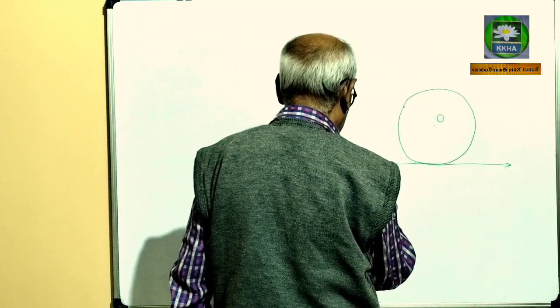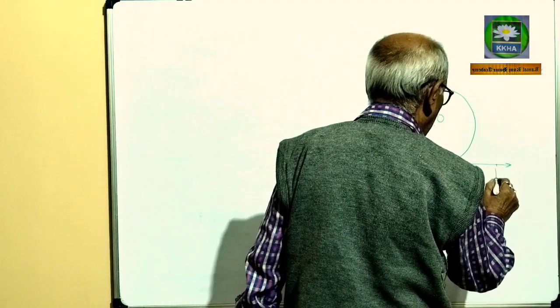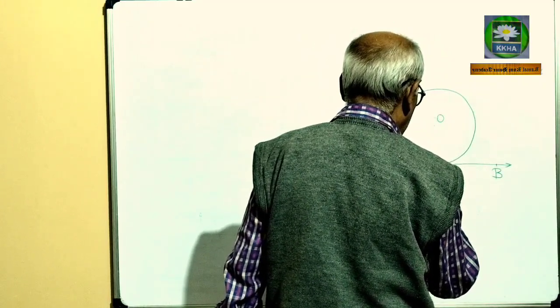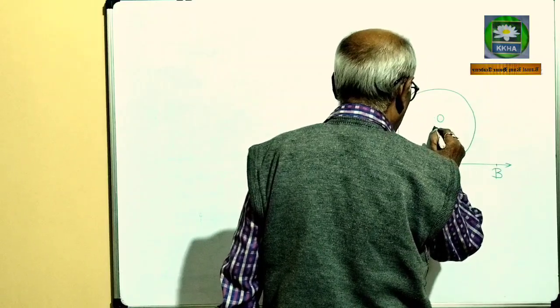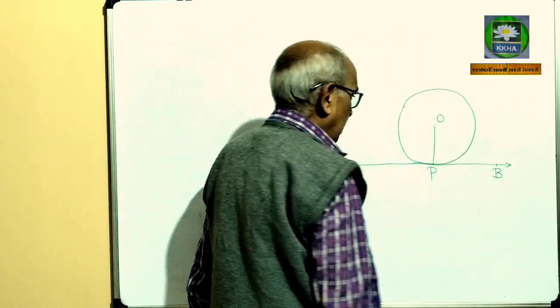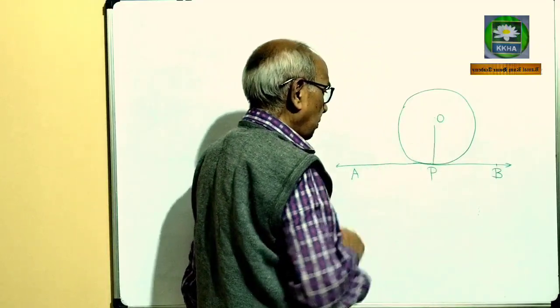Line AB is tangent to it at P. Then let's prove that OP will be perpendicular to AB.